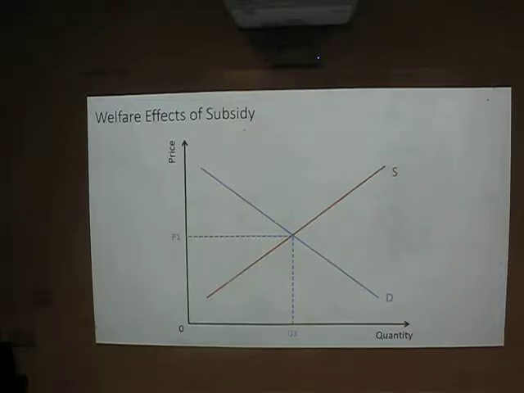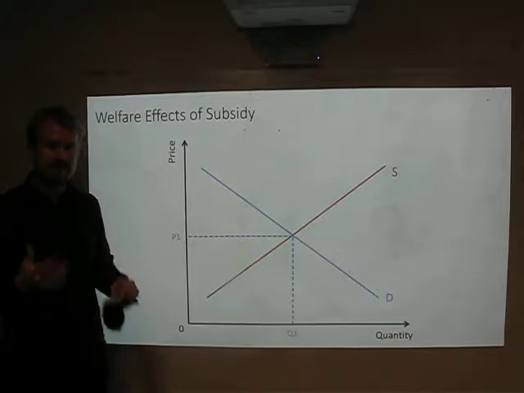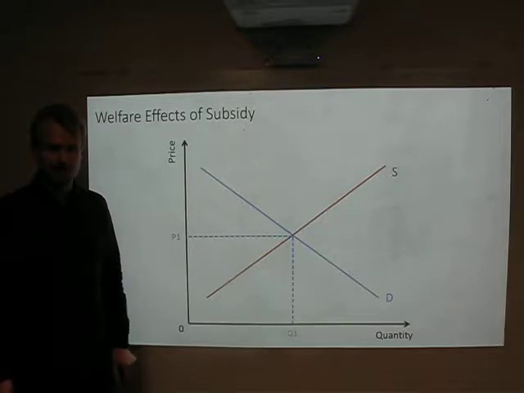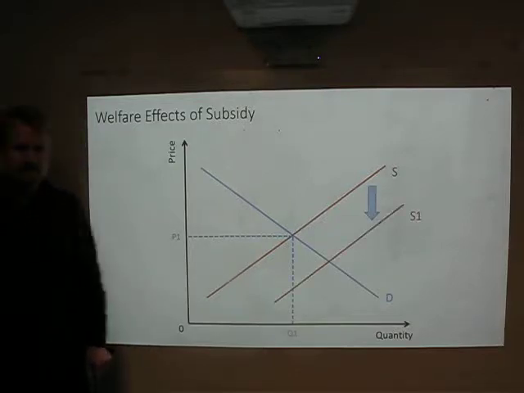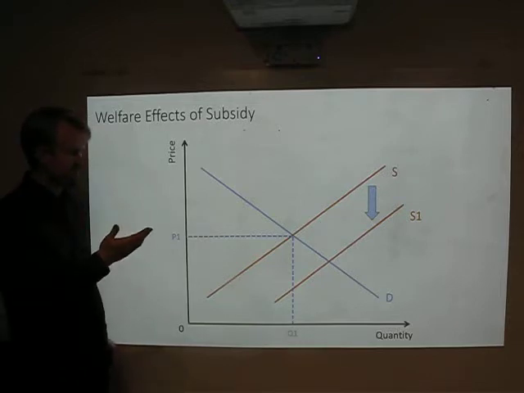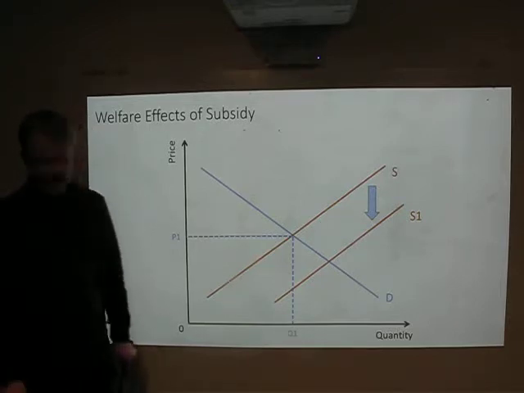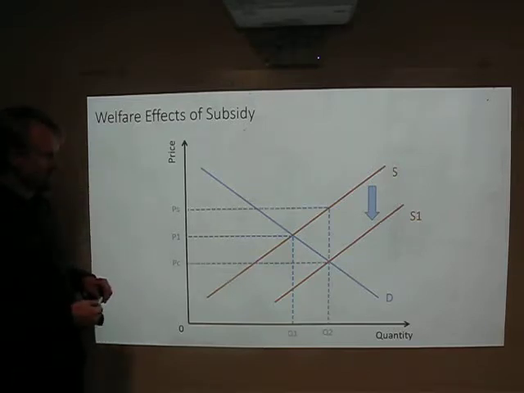So, the welfare effects of the subsidy. This can get a bit tricky because we're trying to figure out how much is actually being paid and who it is going to. When we put a subsidy on the product, that shifts the supply curve down, like we said before. What this means is we've got a new equilibrium price and quantity.